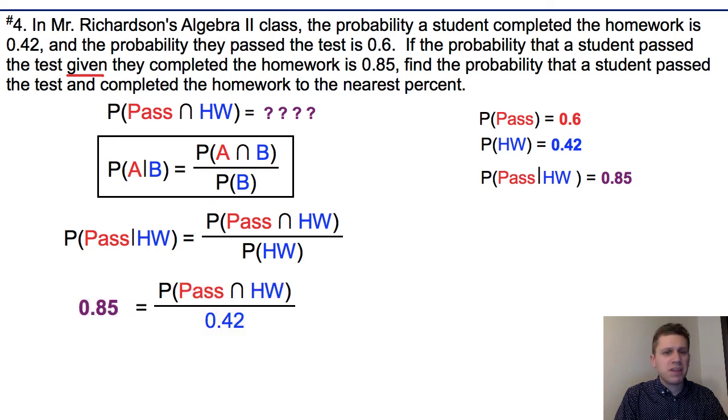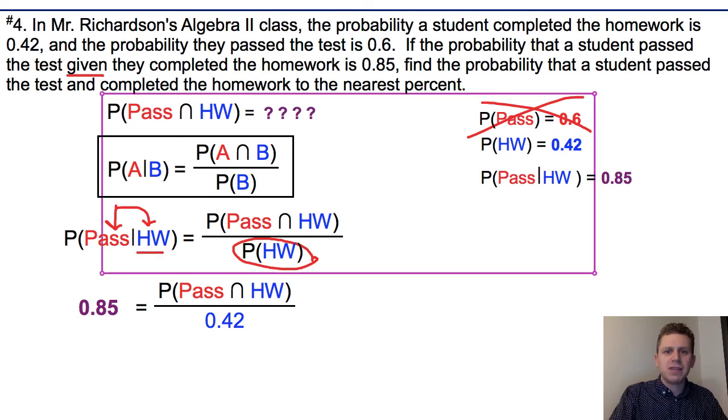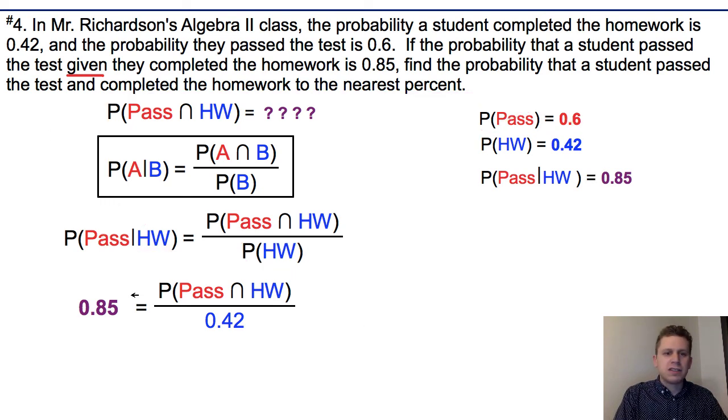Notice some of the information in these problems isn't needed. I didn't need to know the probability that they passed. That was just extra information, and the reason they throw that extra information in here is if you had mixed up the order of these two, you would have put the probability of pass on the bottom because it would have showed up second instead of homework. To solve this problem, all you have to do is cross multiply. When I cross multiply, I multiply 0.85 by 0.42, and I get 0.357.